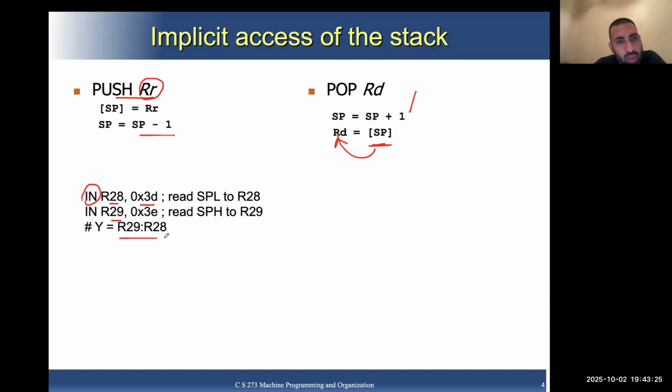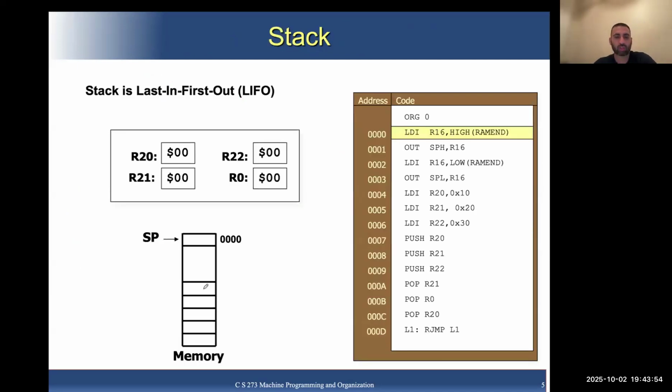And these two registers together, 28 and 29, are known as the Y register in assembly. So if you use Y in some instruction, it will basically mean read the 16-bit value from R28 and R29. Why do we have these instructions in this slide? Because we are going to use them in another example later on, so I just want to clarify them at this point. Okay, so any questions?